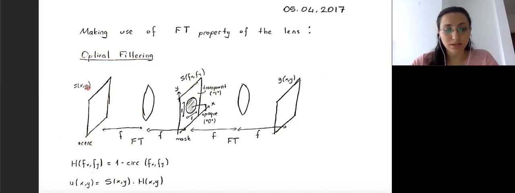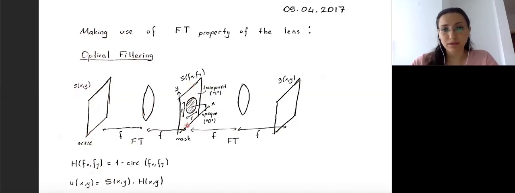Okay, and let's understand what this system performs. So here we have a source, let's say S(x,y). We have a 2F system, okay, with a lens, which means here we're going to observe the Fourier transform of the source.